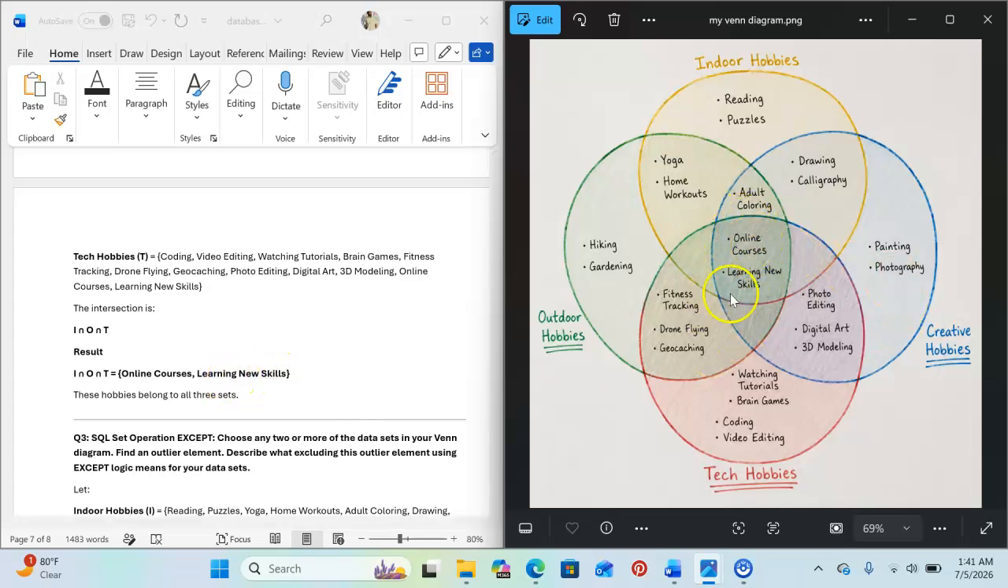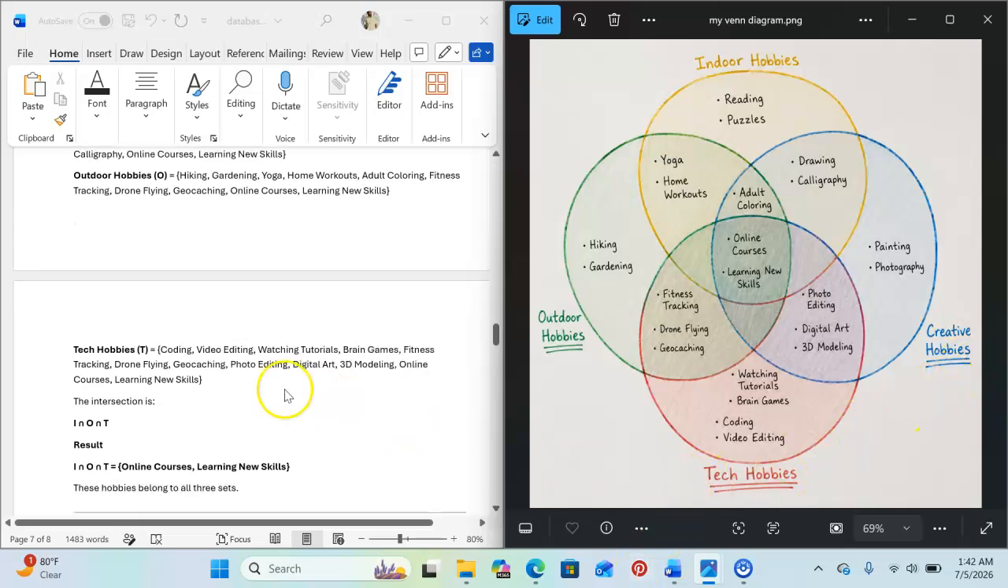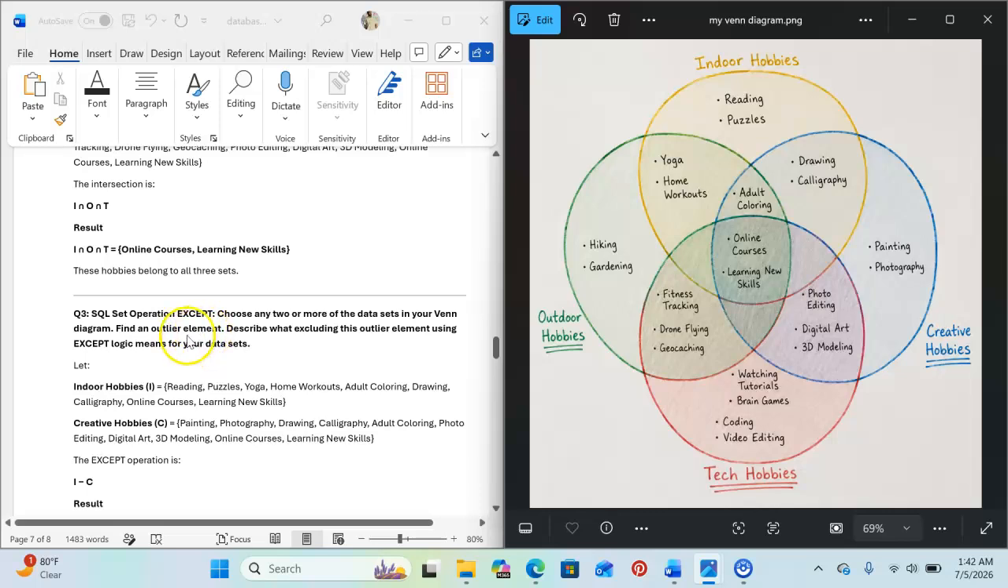From our diagram, we may see it here. So we have indoors hobbies, outdoors hobbies, and tech hobbies. So we will then continue to question 3, which says that we are looking to choose any two or more of the data sets in your Venn diagram, find an outlier element, and describe what happens when excluding this outlier element.